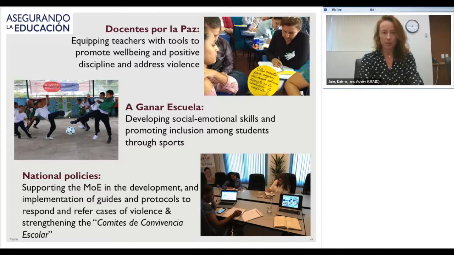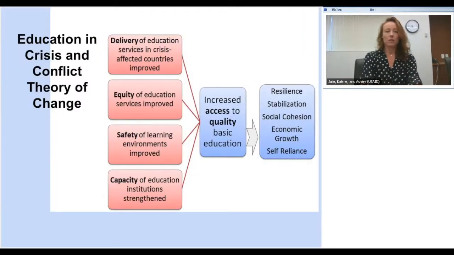So what I wanted to do is just situate our discussion about bullying and peer-to-peer violence in our education in crisis and conflict overall theory of change. So where does it fit? Of course, it fits in safety, which is one of 4 outcomes that we think are necessary to achieve our overall goal of increased access to quality basic education. So it's one of those 4 areas that Gwen alluded to earlier. The focus areas of ECCN correspond to delivery of education services, equity of education services improved, safety of learning environments improved, and institutional capacity strengthened.